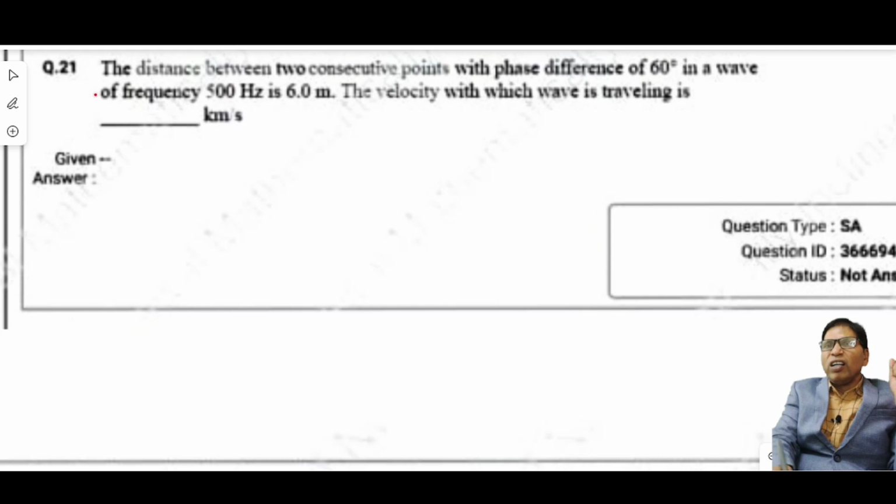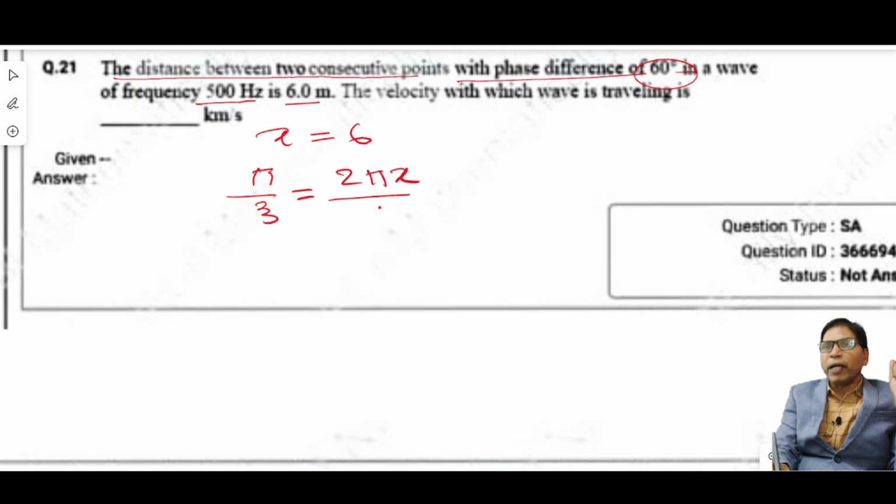Okay. Now the distance between two consecutive points with phase difference 60 degree in a wave of frequency 500 hertz is 6 meter. So look at this, path difference is 6 meter. Now look at this, phase difference is 60 degree, so this is pi by 3. Therefore, pi by 3 equals 2 pi times x divided by lambda. Now what is lambda? Here x is 6 meter, so 2 pi into 6 divided by lambda. From this equation, lambda is equal to 36 meter, okay? No problem, this is 6 into 2, 2 into 3, 36 meter.